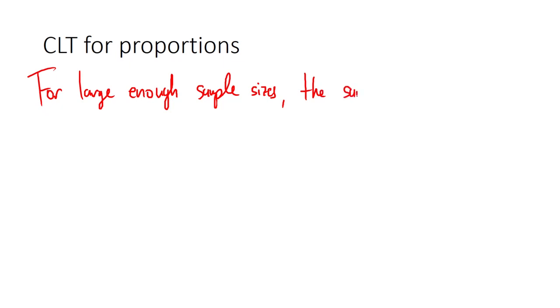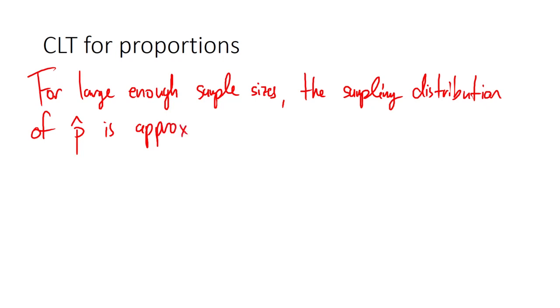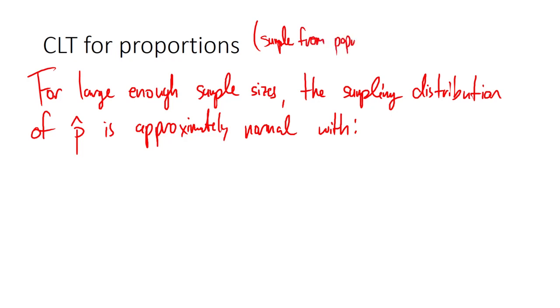if you're going into a population and you're going to calculate a sample proportion or sample percentage, the sampling distribution of p hat is approximately normal. And again, just like with the central limit theorem for means, if you're going to talk about normal distributions, you have to know what their mean and standard deviation are. So the idea here is we're sampling from a population with the true proportion equal to p.